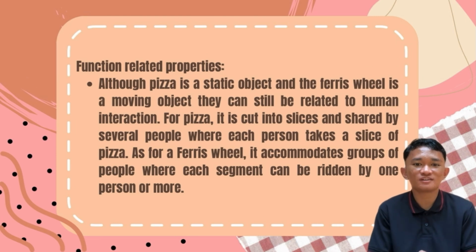Lastly, they also have human-related properties. Although pizza is a static object and the Ferris wheel is a moving object, they can still be related to human interaction. For pizza, it is cut into slices and shared by several people, where each person takes a slice of pizza. As for a Ferris wheel, it accommodates groups of people, where each segment can be ridden by one person or more. So now, let's see the calculation of pizza and Ferris wheel.